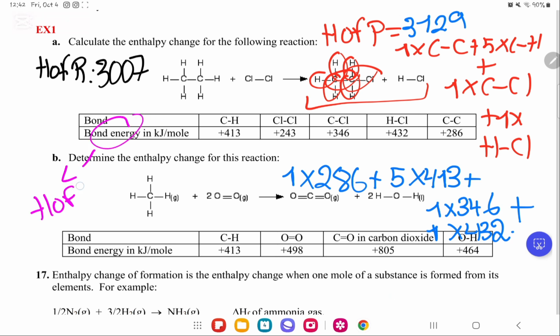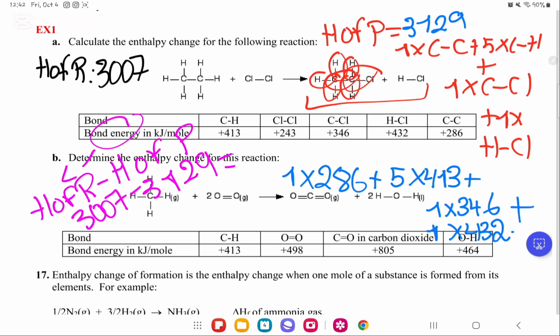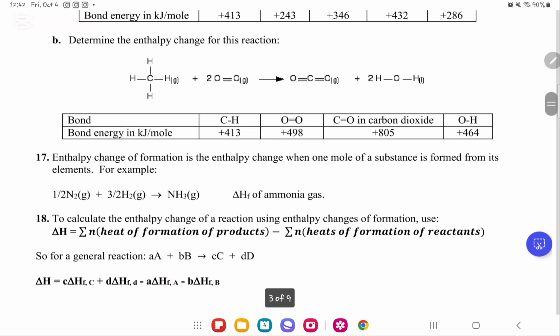So what is the rule of bond energy? It's heat of reactants minus heat of products. So it's gonna be 3007 minus 3129. So 3007 minus 3129, we are gonna get negative 122 kilojoules per mole. That's part A. Let's do part B now.